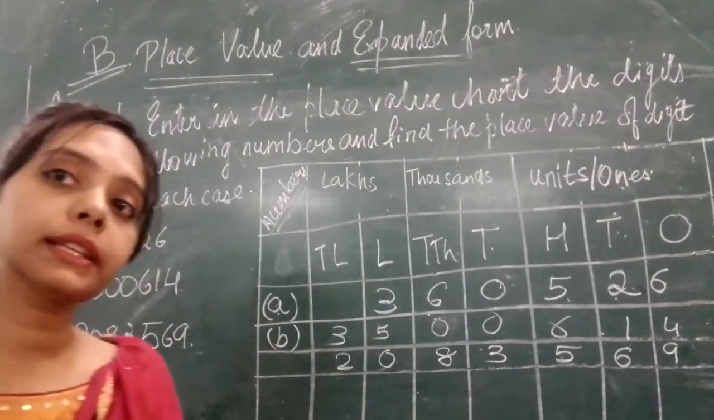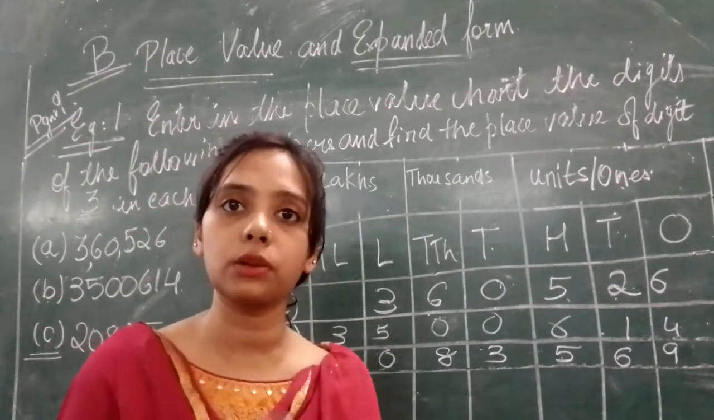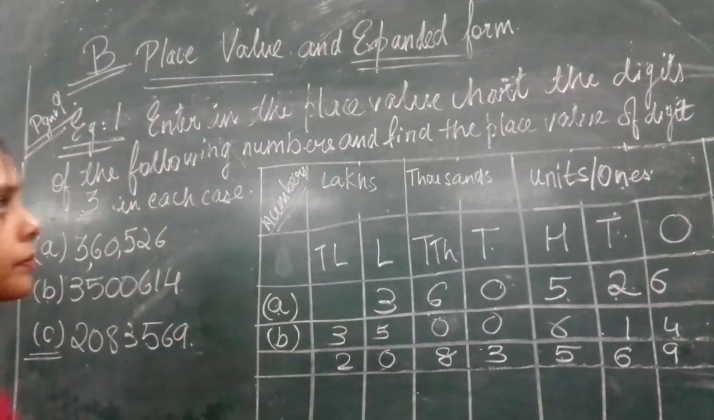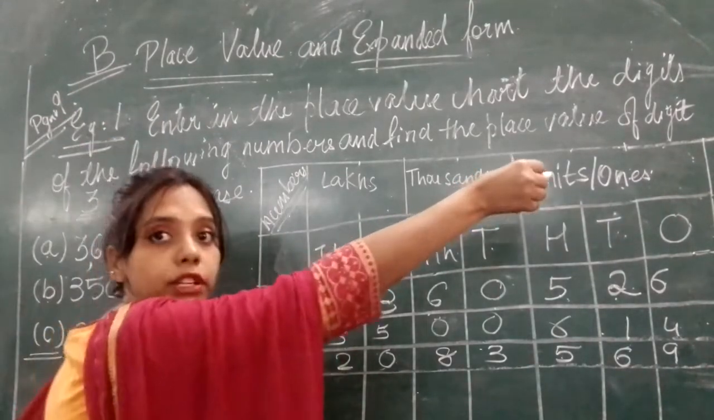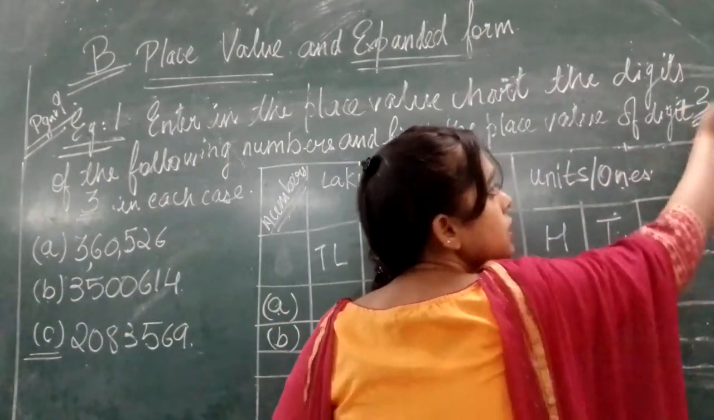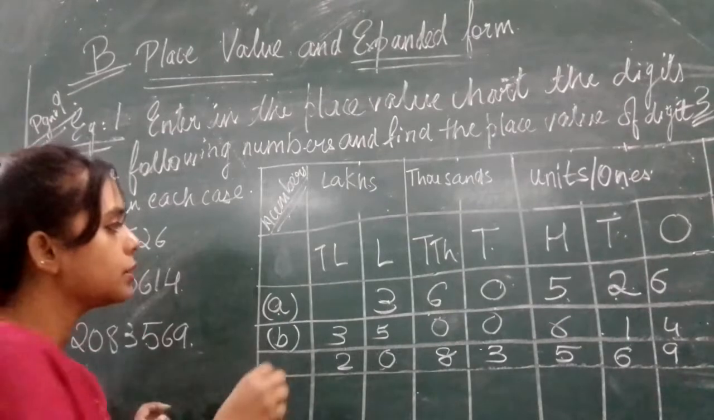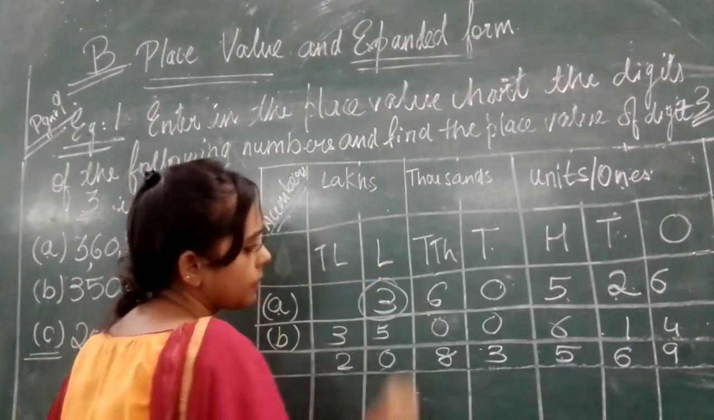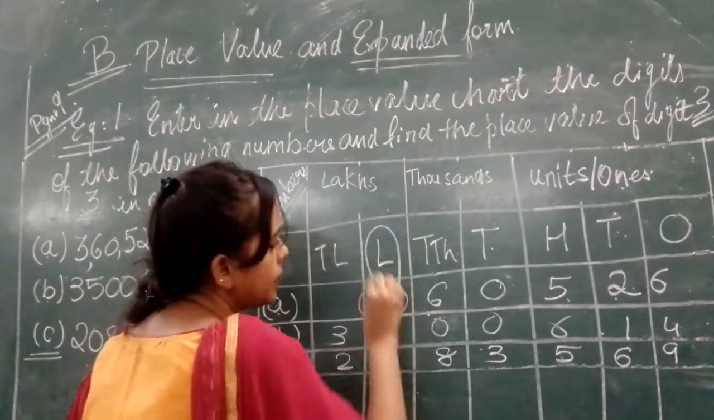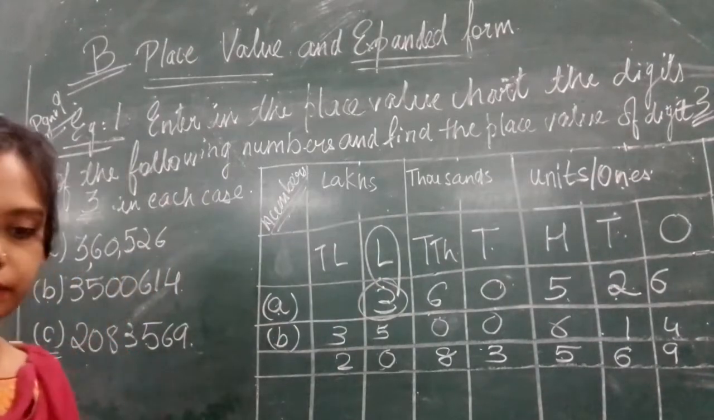हमने क्या कर दिया? हमने एंटर कर दिया है प्लेस वैल्यू चार्ट में. अब हम क्या करेंगे? What will we do now? Now we have to find the place value of digit 3. Okay, digit 3 का आपको प्लेस वैल्यू फाइंड करना है. तो फर्स्ट में कैन यू सी हियर, इनका प्लेस वैल्यू क्या है? लाख. Yes.